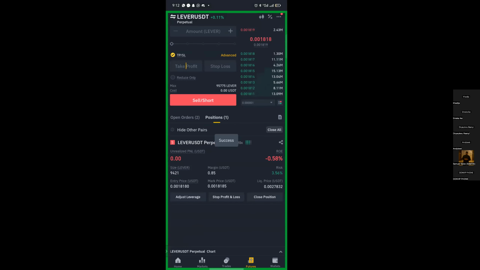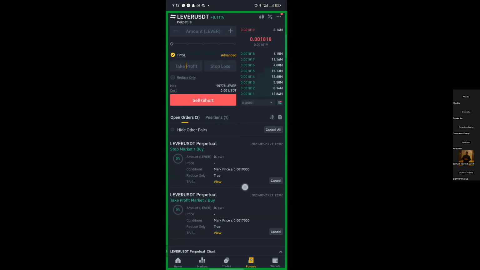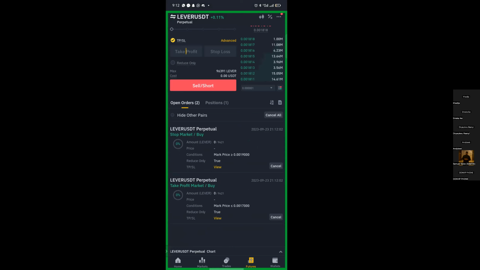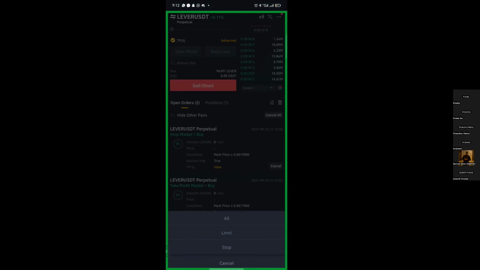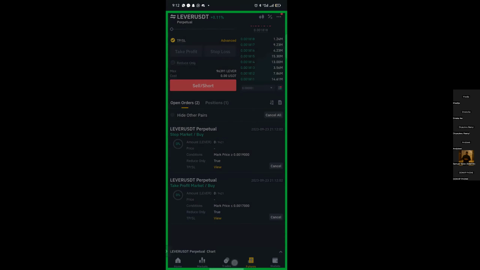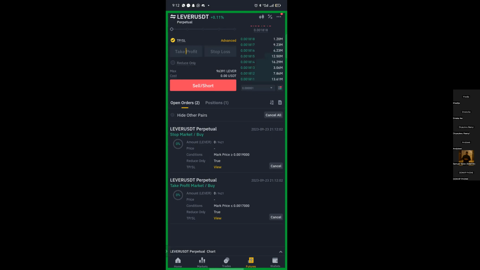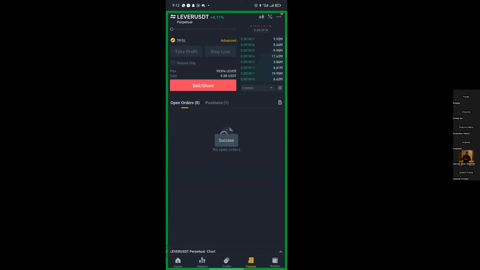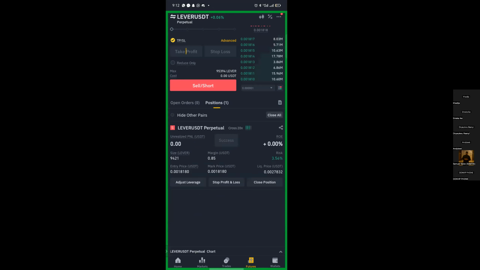Now if I come to this open order, you see your stop loss and your take profit settings. But each time I do this, sometimes I cancel this to do it manually. Let me cancel to do it manually. Cancel all. Now I've canceled all the position stop loss and all that. So I see I have the trade running. Now, how do I manually set my stop loss and take profit?